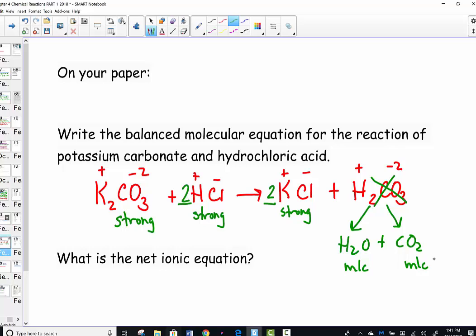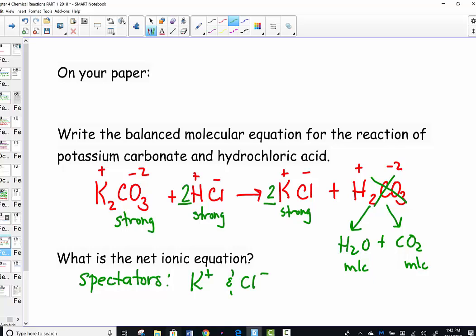When I look at the strong electrolytes and break them apart, I can recognize the net ionic equation. I see 2 ions that would be spectators. Can you find them? What 2 ions are now spectators? Excellent. Perfect.